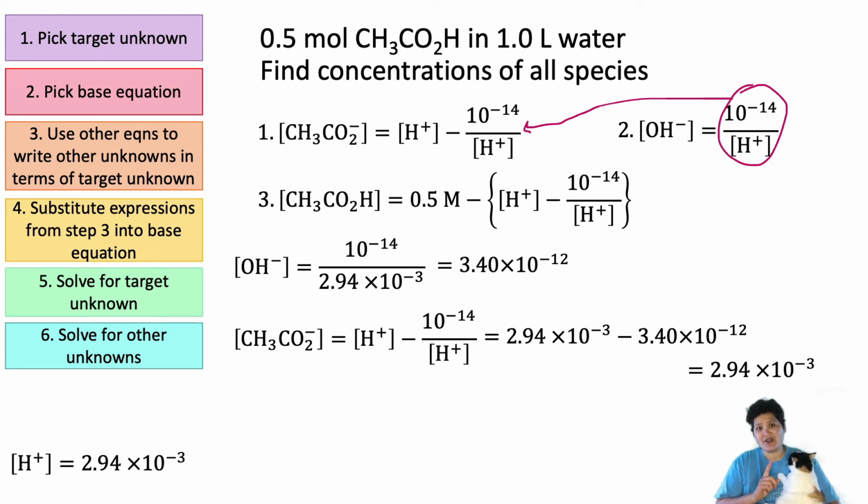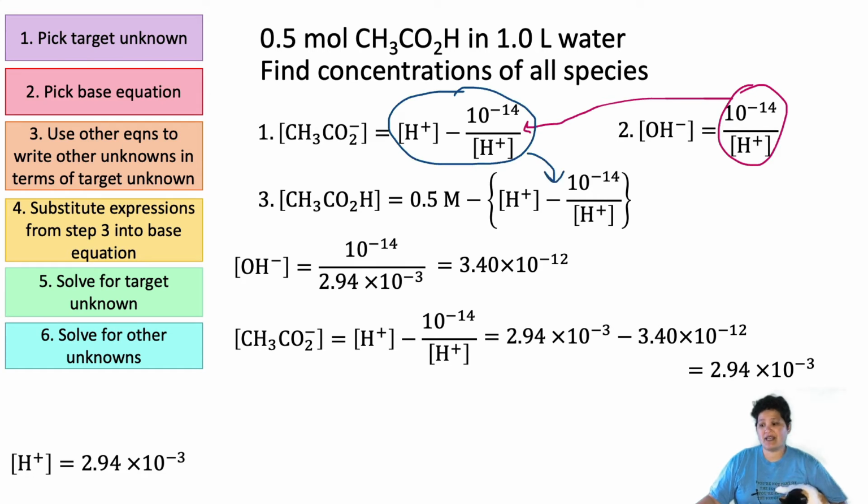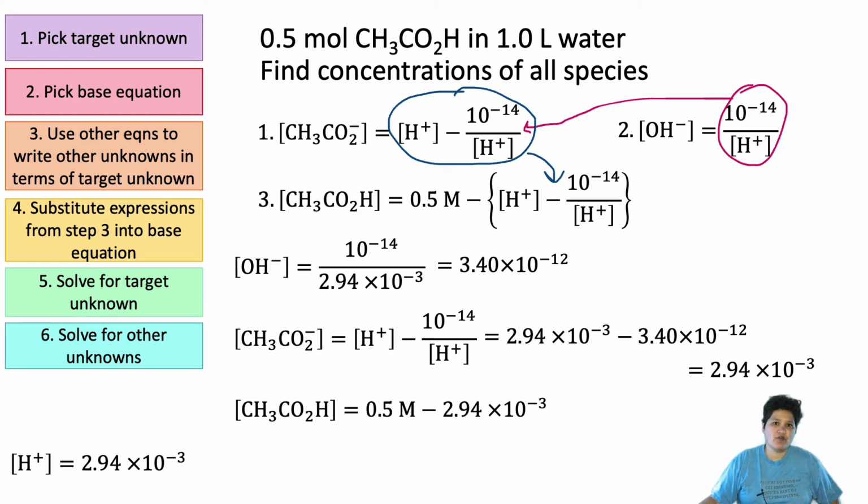Now you'll notice here that the approximation we made was that acetate was approximately equal to H plus minus something that didn't even count. And you'll see that's what actually happened here. We have our acetate concentration approximately equaling the H plus concentration. Now if you look at equation 3, you can see that the acetic acid concentration is supposed to be 0.5 molar minus essentially the acetate concentration, right? Because that's what that is. And so we can take 0.5 molar, subtract 2.94 times 10 to the minus 3rd, and our acetic acid concentration is going to be 0.497.